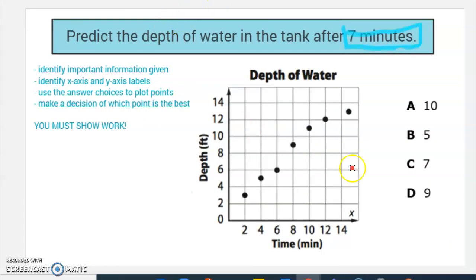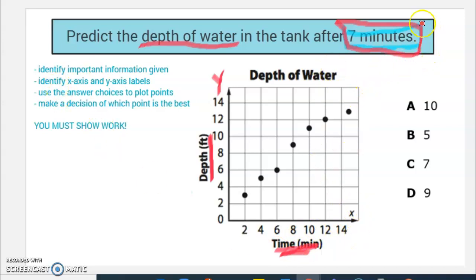Okay, the next slide goes into our predicting. So we're going to identify important information that they give us. Oh, it's already highlighted. 7 minutes, right? And we're looking for the depth of the water. Okay, identify the X and Y label. If we go to our Y-axis, we can see that it is called the depth in feet. If we go to our X-axis, that is the time in minutes.